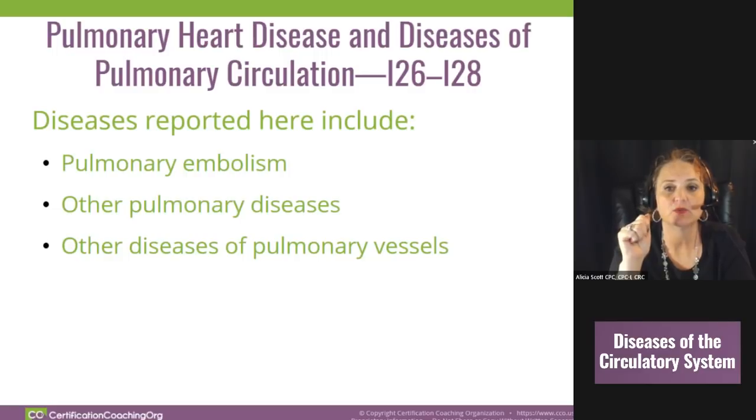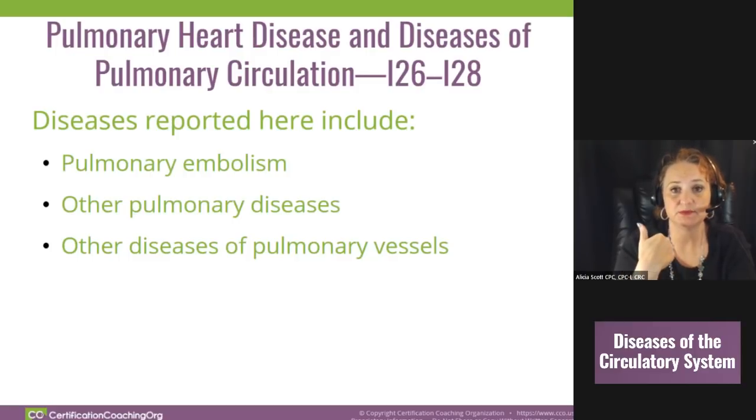Okay, we're going to move on to pulmonary heart disease and diseases of the pulmonary circulation. So this is the lung and the heart relationship. There's something wrong with that relationship between the lung and the heart working together. I26 through I28 is that code range. These are going to be pulmonary embolism. Pulmonary, just think lung when somebody says pulmonary. So we have a blood clot in the lung.